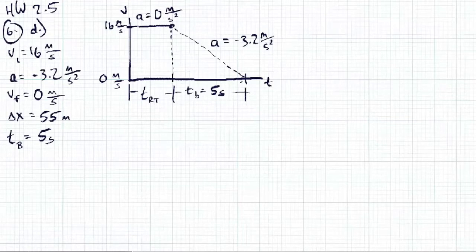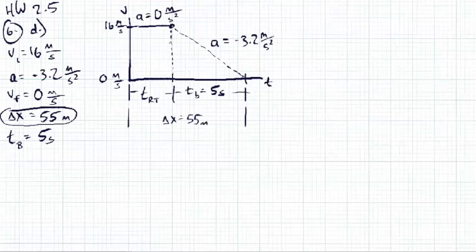So what we're going to do is we're going to take our displacement right here. And I know this is the time scale, but just think of this as the total distance between us and the car in front of us as being equal to 55 meters.